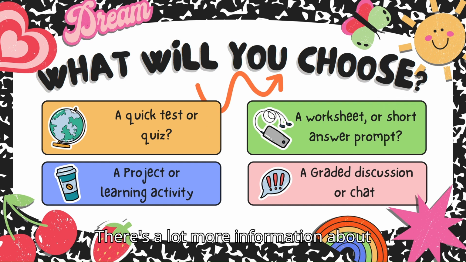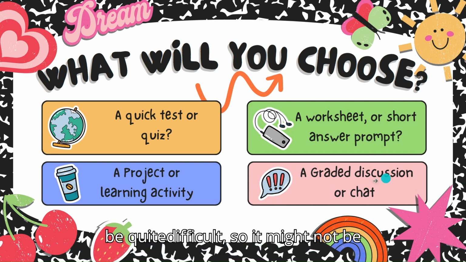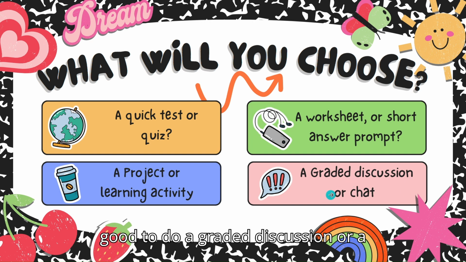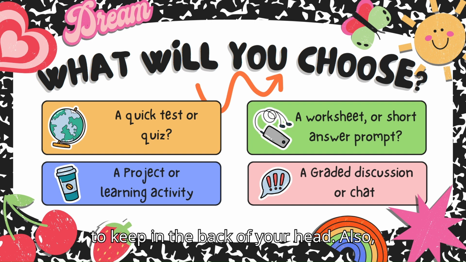There's a lot more information about assessment. We're not going to go into it right now. We'll go into it on lesson plan 2 a little bit more, and in teaching 2 a little bit more. But you could do a quick test or quiz. You could do a worksheet or short answer prompt, a project or other learning activity, or a graded discussion or chat. These are all options that you could use for an assessment for this particular lesson. I am going to say, unless you feel super confident, getting your peers to talk can be quite difficult, so it might not be good to do a graded discussion or a chat this go around, but it's something to keep in the back of your head.